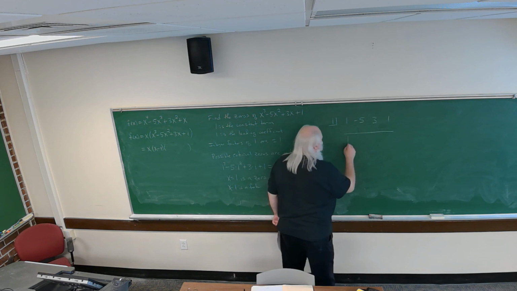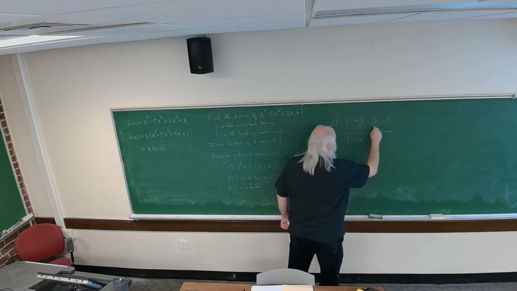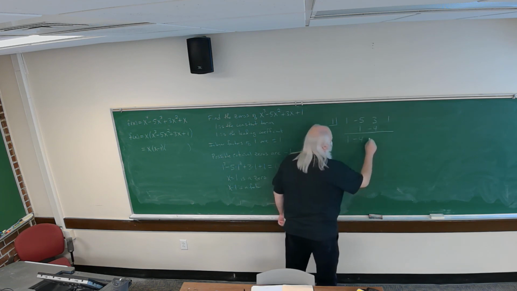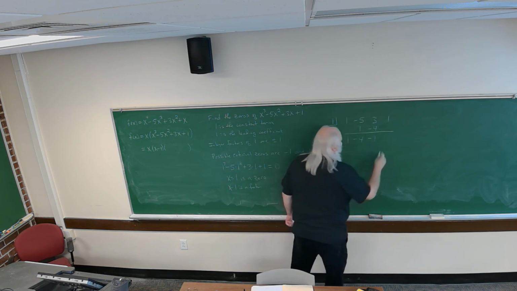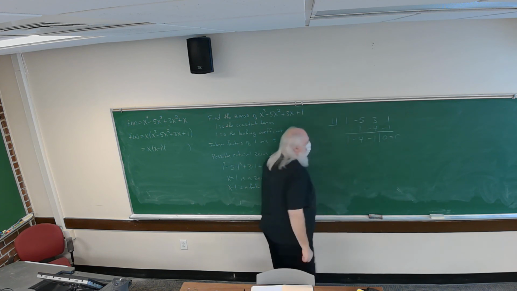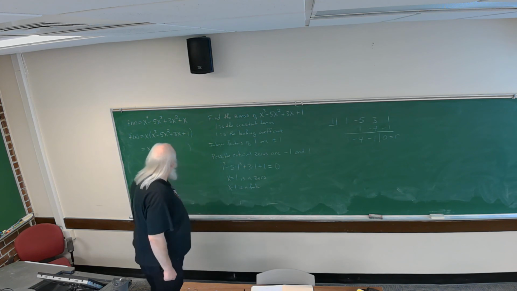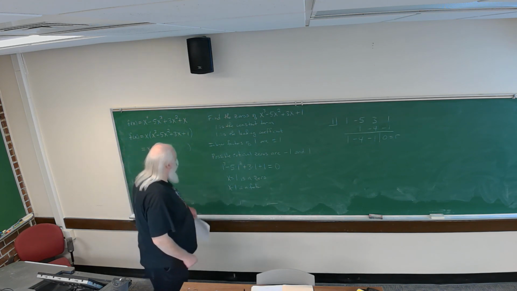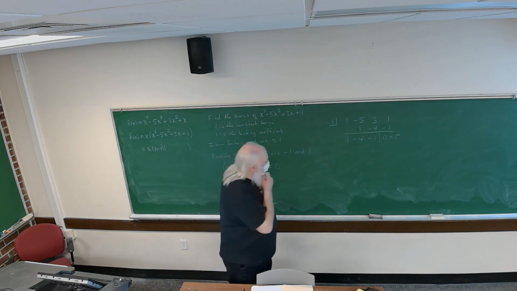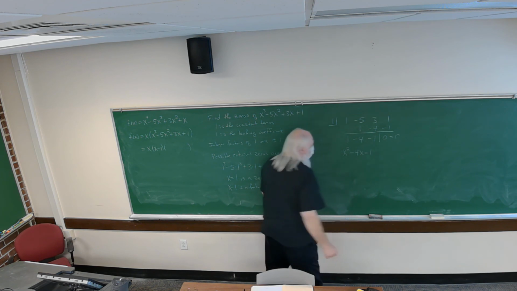Bring down the 1. 1 times 1 is 1. Minus 5 plus 1 is negative 4. 1 times negative 4 is negative 4. 3 minus 4 is negative 1. 1 times negative 1 is negative 1. 1 minus 1 is 0. Box the last one. So remainder is 0. So x minus 1 is a factor. And so our quadratic is x squared minus 4x minus 1.